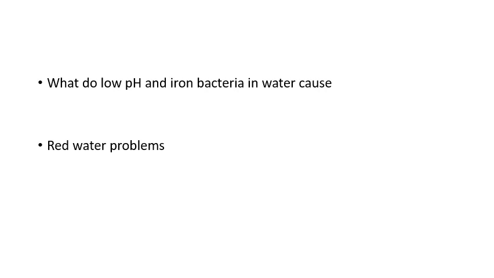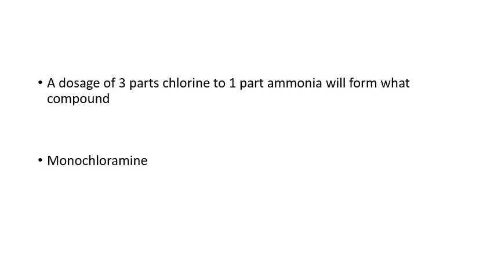What do low pH and iron bacteria in water cause? Red water problems. A dosage of 3 parts chlorine to 1 part ammonia will form what compound? Monochloramine.